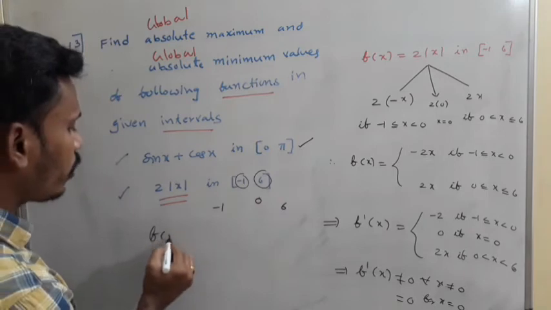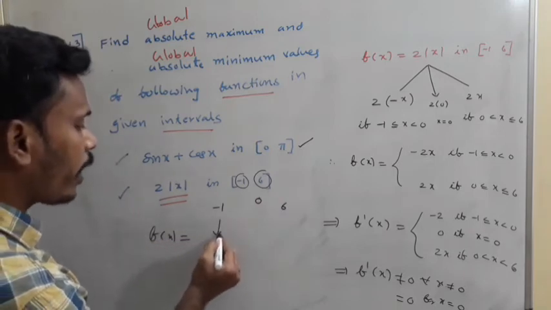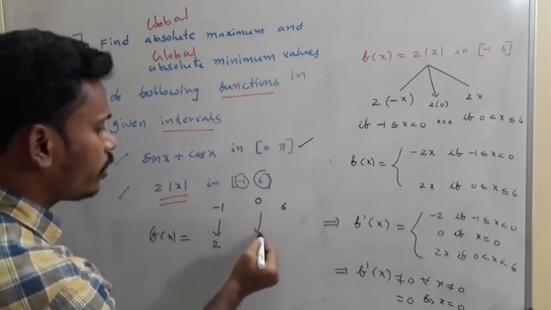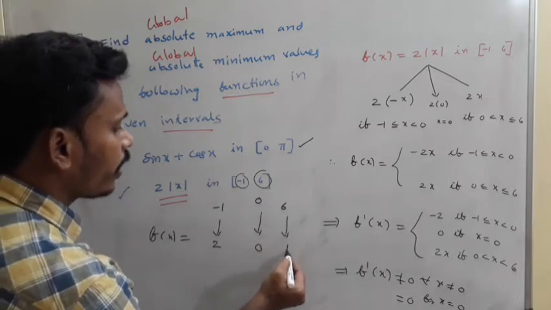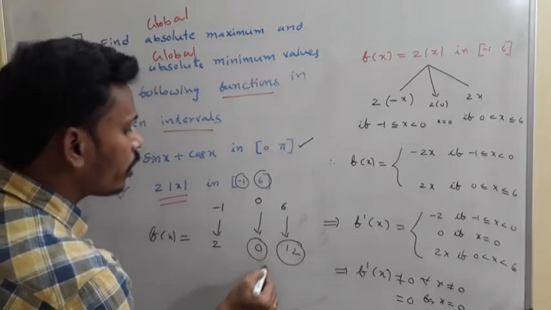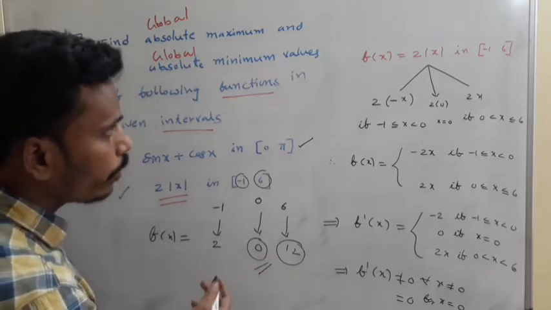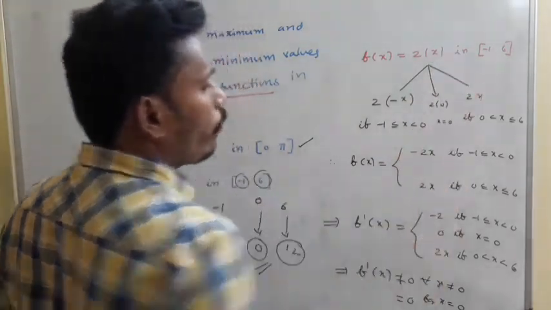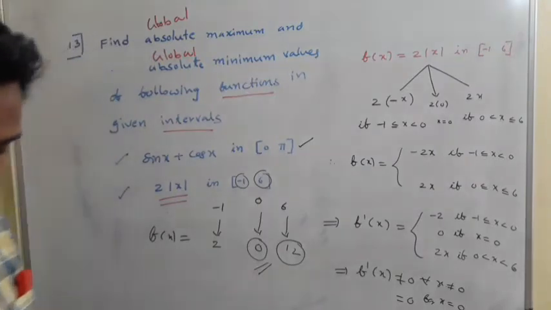And if you think about the functional values, as I said, at -1 it is 2, at 0 it is 0, at 6 it is 12. So this 12 is global maximum and this 0 is global minimum. Okay, it's completely based on the definition of mod x. Right? Have a look.